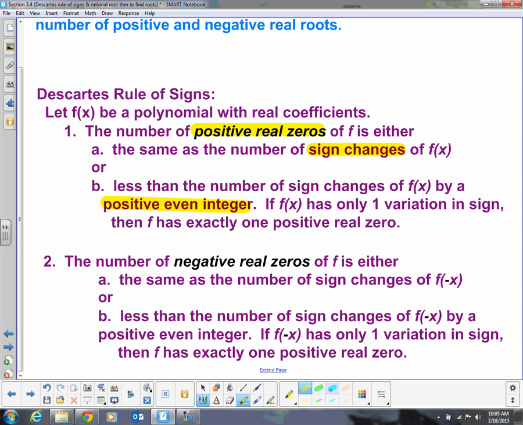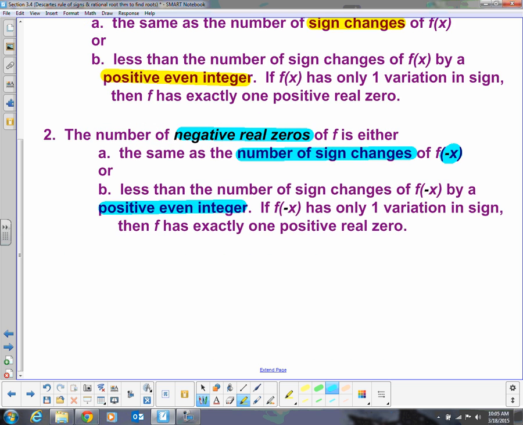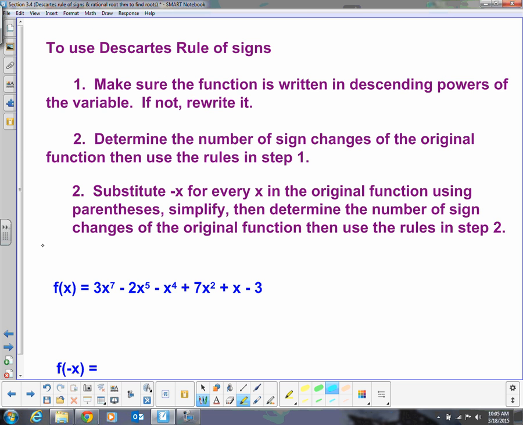Now, to get the negative real zeros, you have to substitute negative x first, and then count the number of sign changes after that. It's either equal to that or less than that by a positive even integer, which means you subtract by 2. If there's only one variation, then it has exactly one negative real zero. So those are online. Most of you have probably already figured this out.